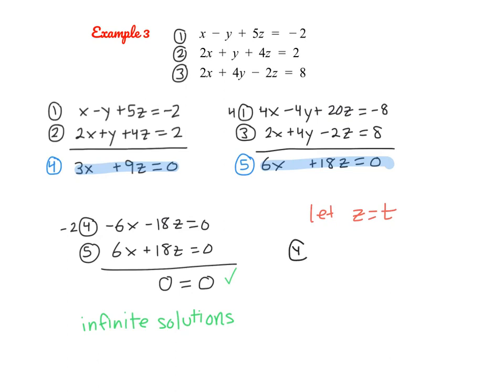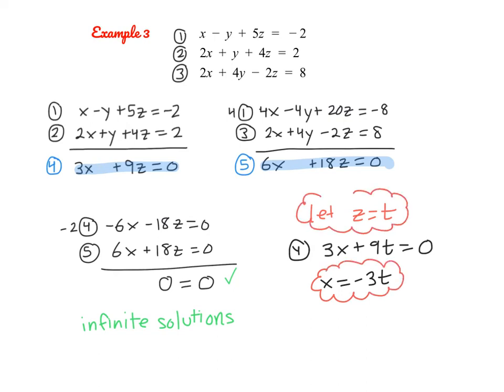So let's assume that I plug that into maybe equation 4. So if I do that, we have 3x plus 9t equals 0. And now we can solve for x really easily. So we end up with x equals negative 3t. So now we have z in terms of t. Z is just equal to t. We have x in terms of t.